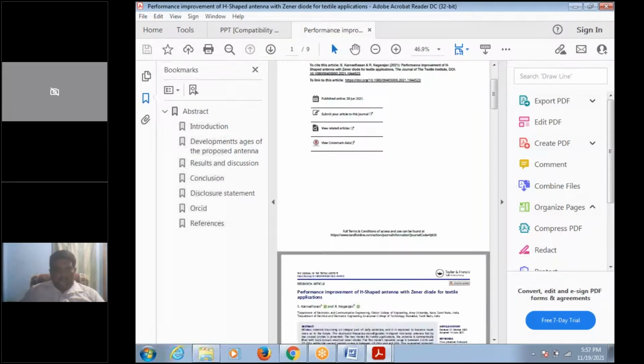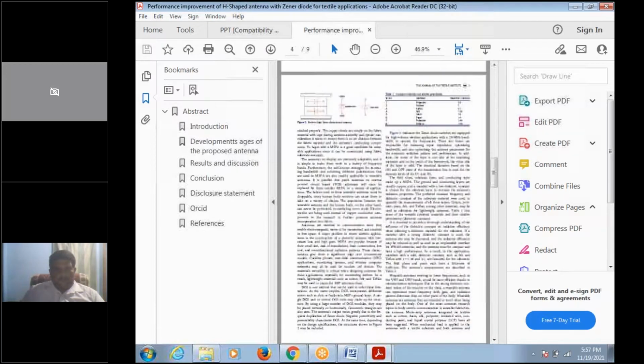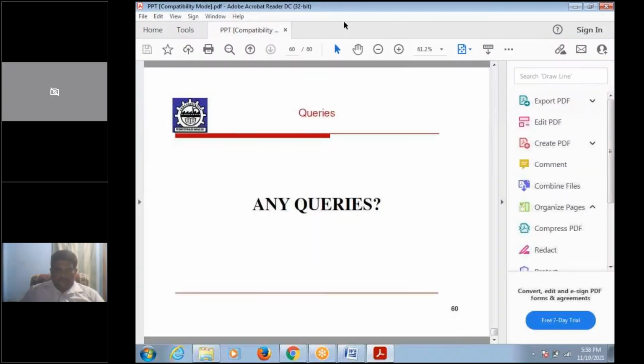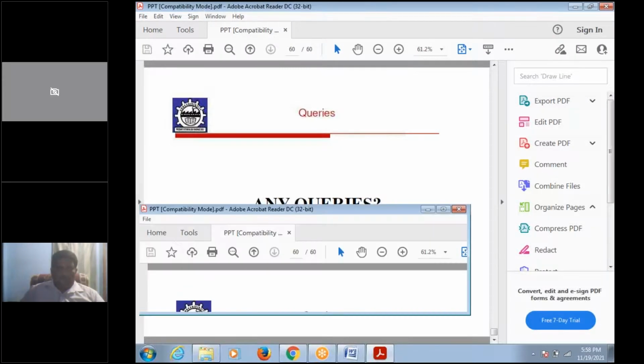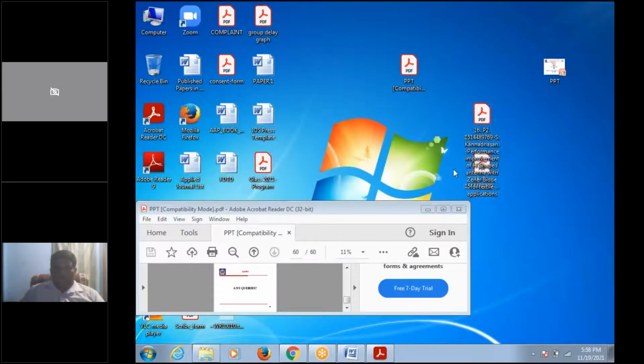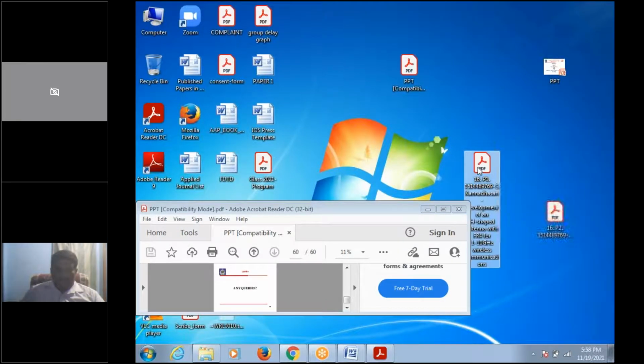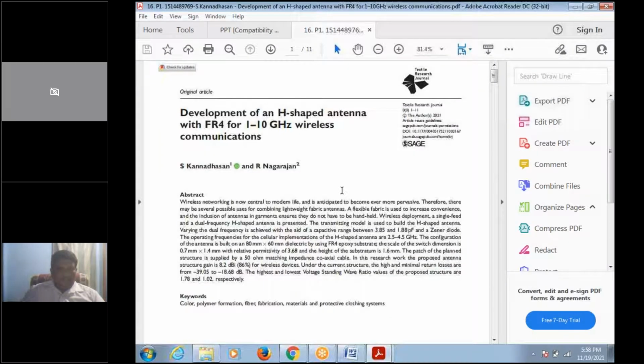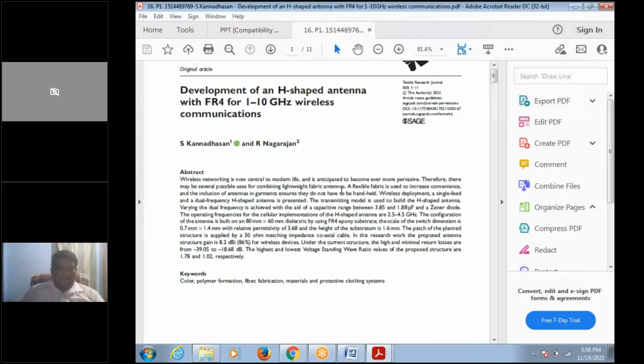This is my publication paper, journal papers in Textile, in Taylor and Francis also. Another one is a Sage journal also. The impact factor is 3.2. It's a high impact factor journal. This is the Textile Research Journal.